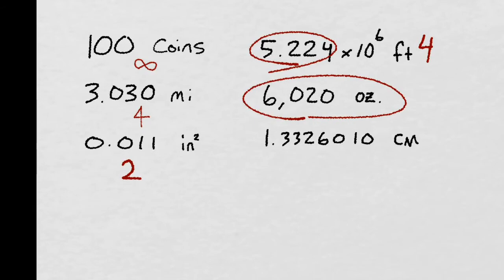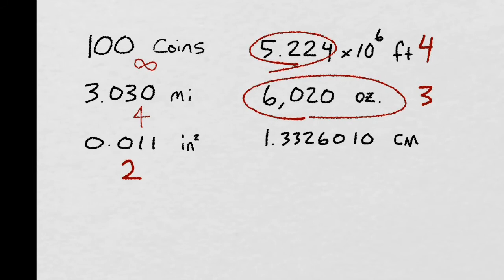Okay, let's analyze this 6,020 ounces. It starts with a 6, that's a sig fig. We've got a 0 in between this 6 and this 2, that's an internal 0, that one counts. But what do we have here? We have an ending 0. So this trailing 0 isn't following a decimal point. It's actually before any decimal point. And so that tells us that this 0 here is not significant. So this number wouldn't have 4 sig figs in it. It would actually only have 3 sig figs.